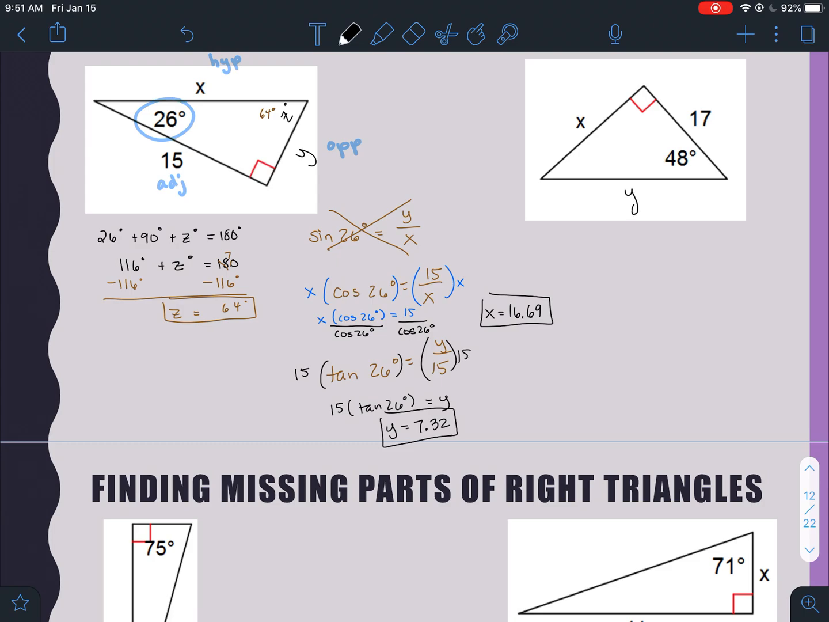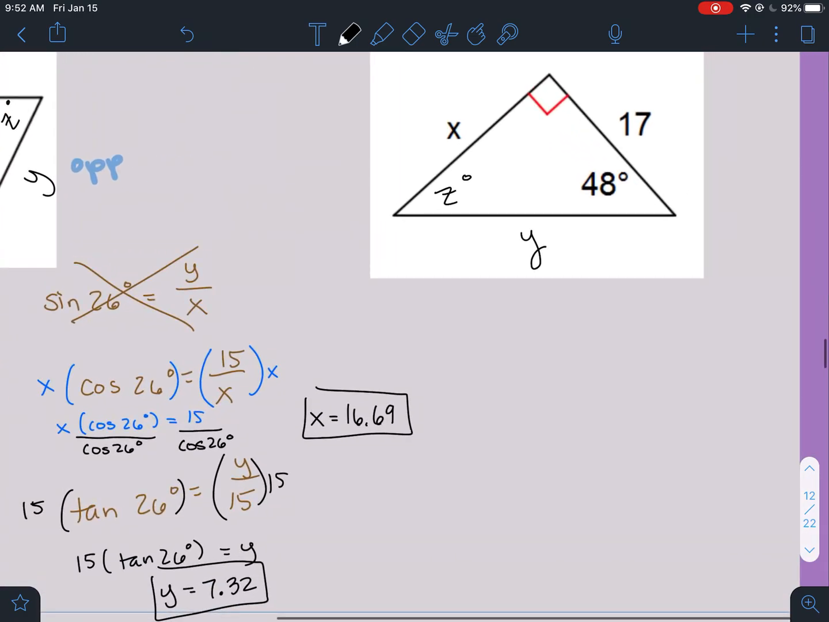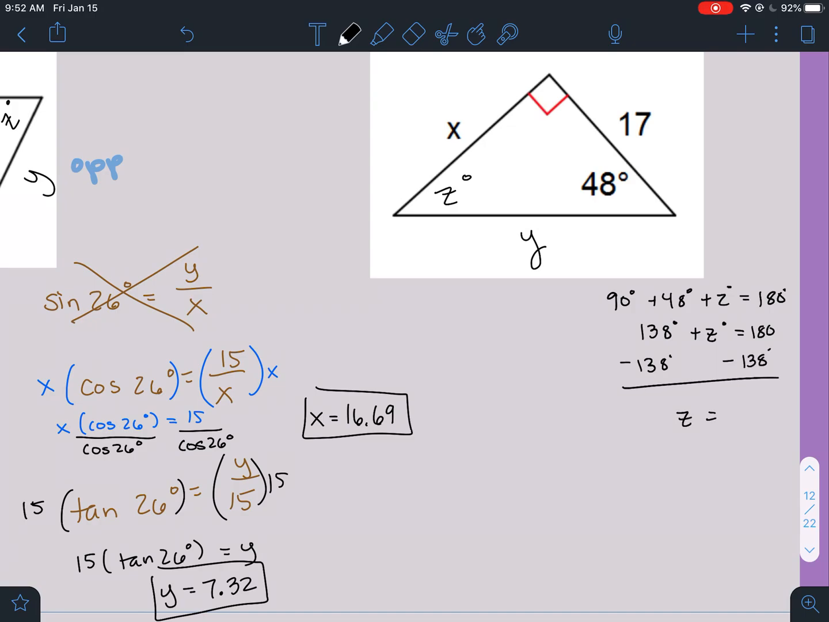All right, so we're missing the hypotenuse, so I'm going to call that side y. And then we're missing that angle, so I'll call that angle z. And so we know that 90 plus 48 plus angle z equals 180, because the three angles need to add up to 180. So 138 plus angle z equals 180. Subtract the 138 from both sides. And so angle z is going to equal 42. So that missing angle is 42 degrees.